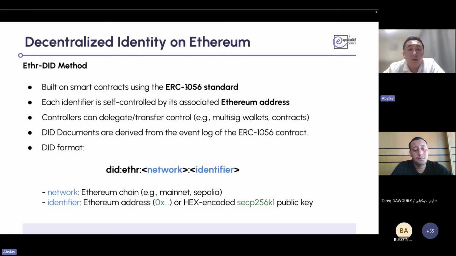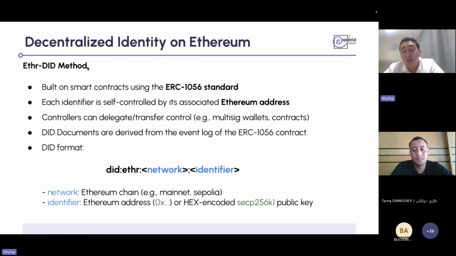And on Ethereum, it's totally different. It's built on smart contracts using the ERC 1056 standard. So I'm talking about the ETHR DID method. There are several methods actually on Ethereum. And in this method, basically each identifier is self-controlled by its associated Ethereum address.